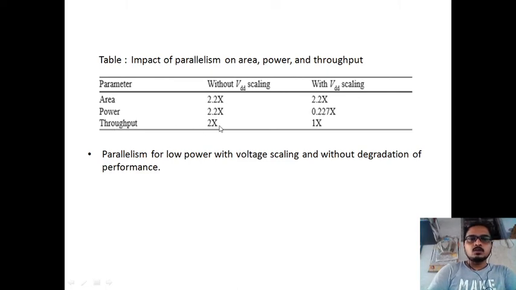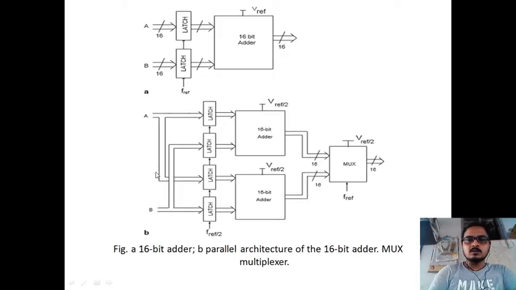Throughput is 2x, and then it decreases to 1x. Throughput is nothing but the number of loads connected to the circuit. It is almost 2x, and it decreases here to 1x. Why it is decreased: the voltage is scaling, that's why the throughput also decreases. See, this is parallelism for low power with voltage scaling and without degradation of performance. This is the structure for it.